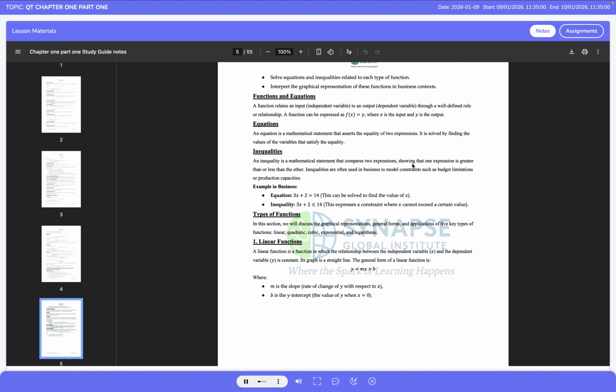If the distinction between equations and inequalities is not fully clear, please raise it in the chat so we can discuss it further.